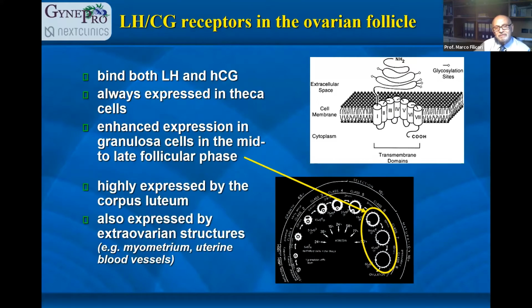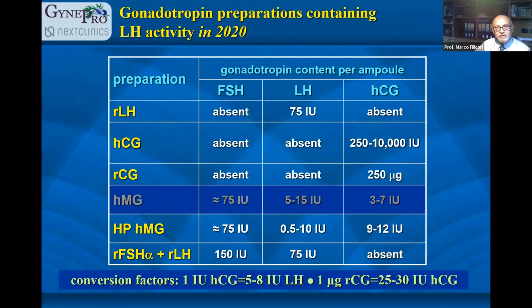And also it's highly expressed by the corpus luteum, and that's how pulsatile LH can support the corpus luteum by creating pulsatile progesterone secretion in physiology, but also how you support an IVF cycle luteal phase by giving LH or giving HCG when you're not concerned about hyperstimulation. It is also expressed by extra-ovarian structures such as myometrium and uterine blood vessels, but of course tonight we don't have the time to go into that. And so I will concentrate mostly on how we're using LH activity.